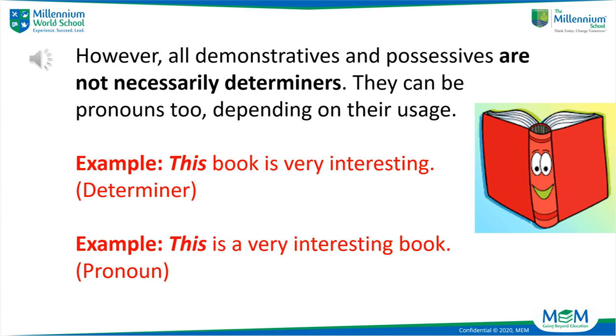However, all demonstratives and possessives are not necessarily determiners. They can be pronouns too, depending on their usage. In the first example, a determiner has been used. This book is very interesting. In the second example, this has been used as a pronoun. This is a very interesting book, because it would be incorrect to say this book is a very interesting book. Therefore, this stands in place of book.